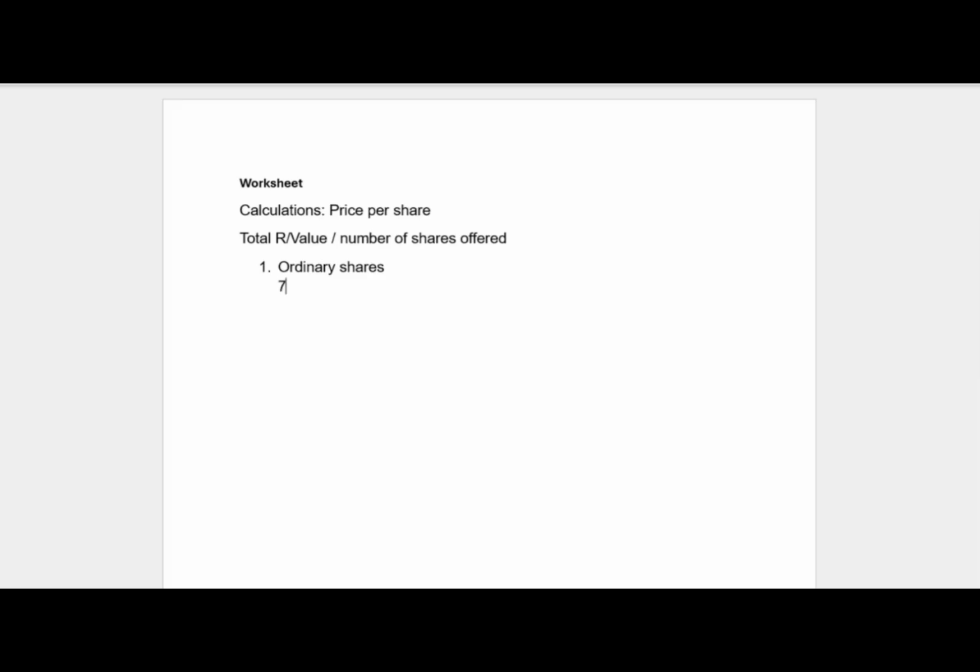That's how we're going to calculate this one. So it's going to be 750,000 divided by 250,000. And then how much is the price per share for ordinary shares? Let's do that calculation quickly. It's going to be 750,000, we divide by 250,000. I'm getting price per share of 3 rand, okay?